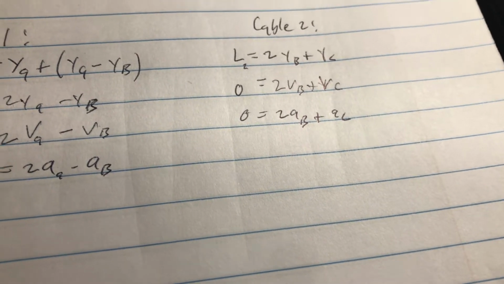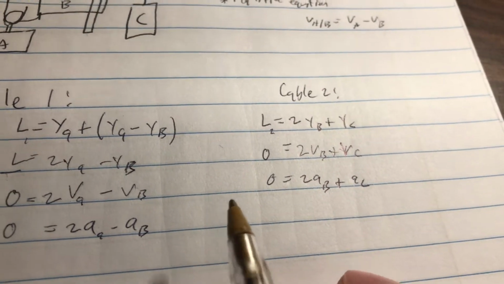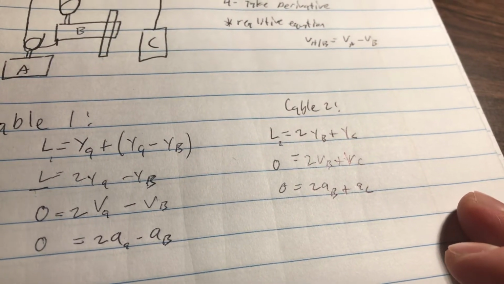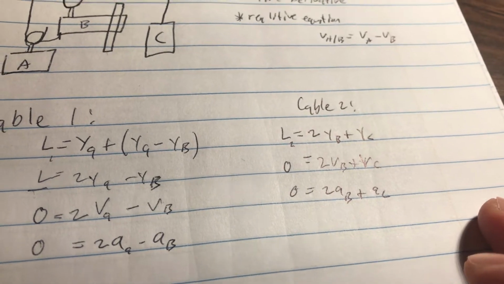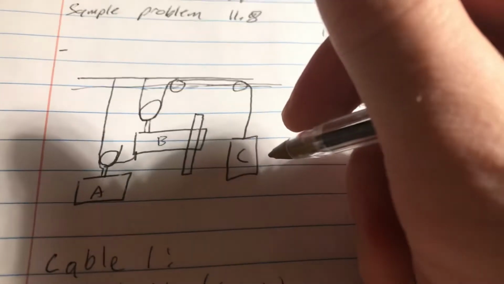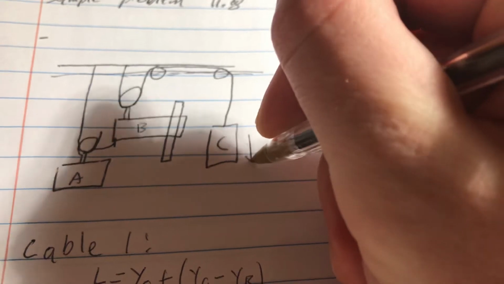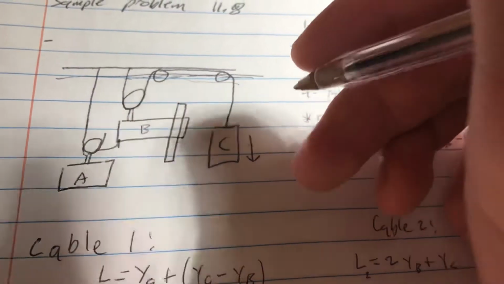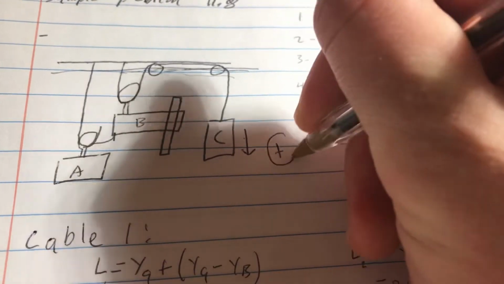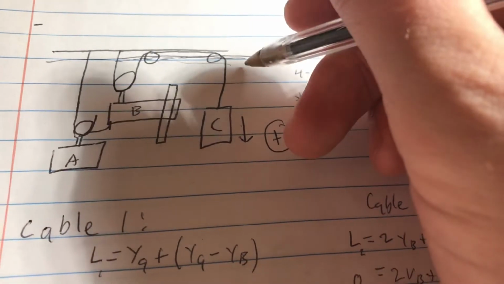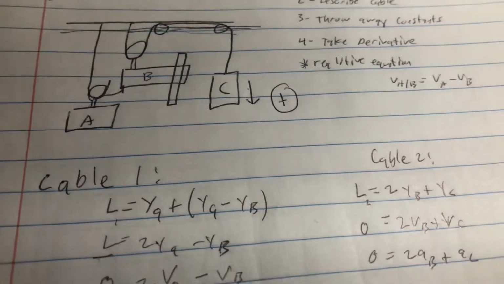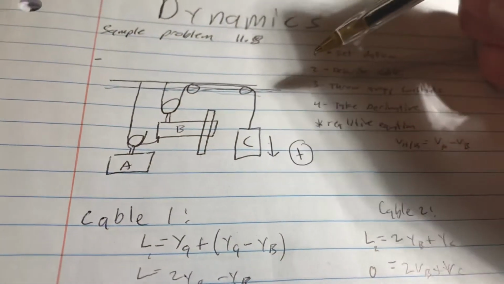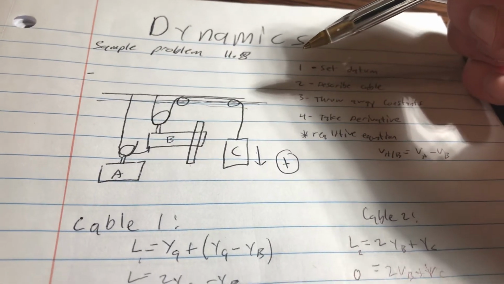The problem says, so now we've done that. Now we just need to look back at the problem and see what it wants. It says block C starts from rest and moves down. That's important to note. Note the datum is up here and it's moving away from the datum, which is the positive direction. So C is moving in the positive direction.